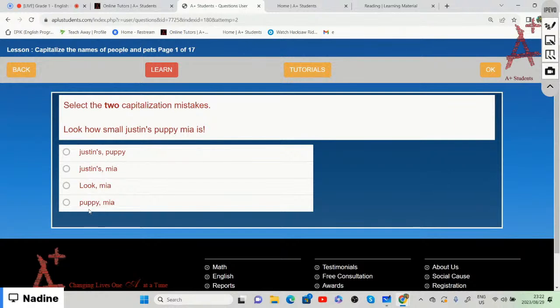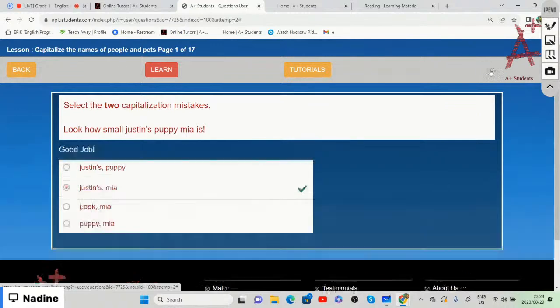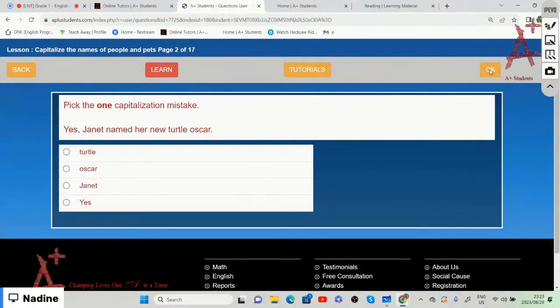Is it Justin's and puppy? Justin's and Mia? Look, Mia, puppy, Mia. All right. So if we were to select the two capitalization mistakes, then we are going to choose the names of the people. So one name of a person, which is Justin, and the name of a pet, which is Mia. So Justin's and Mia, right? Because they forgot to write Justin's name as well as the pet Mia's name with a capital letter.